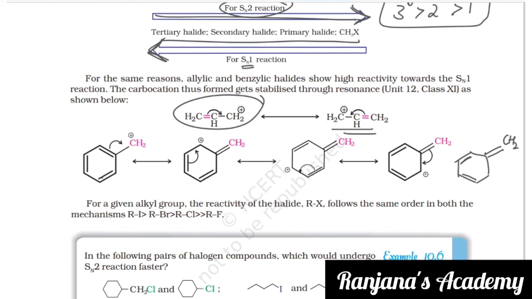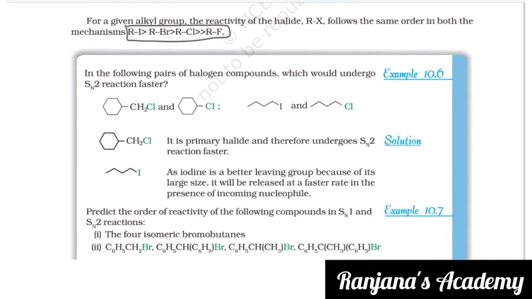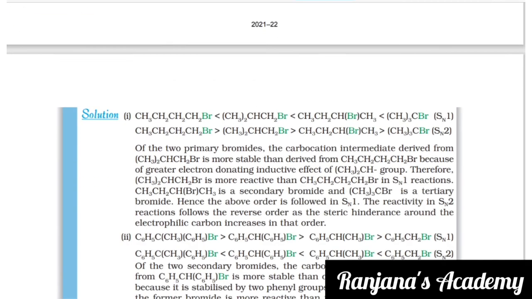So for a given alkyl group, the reactivity of halide RX follows the same order in both the mechanisms. If you see for halide, it is always the same in both the reactions. Only for your base, that is your tertiary or secondary or primary carbon, depending upon that only the reactivity order changes. So here you have some example questions and some in-text questions.